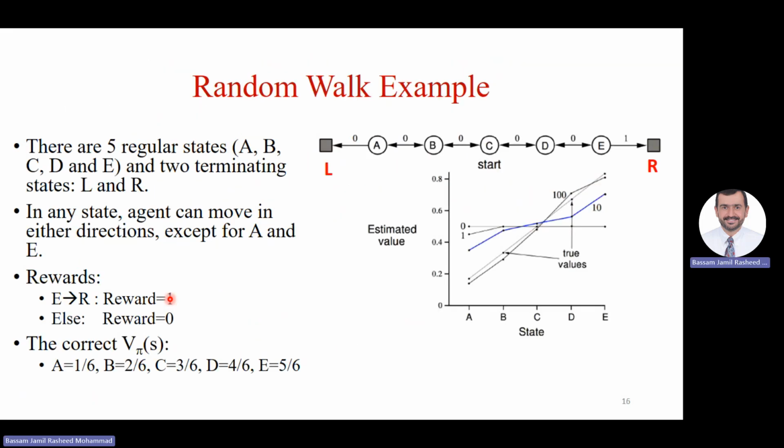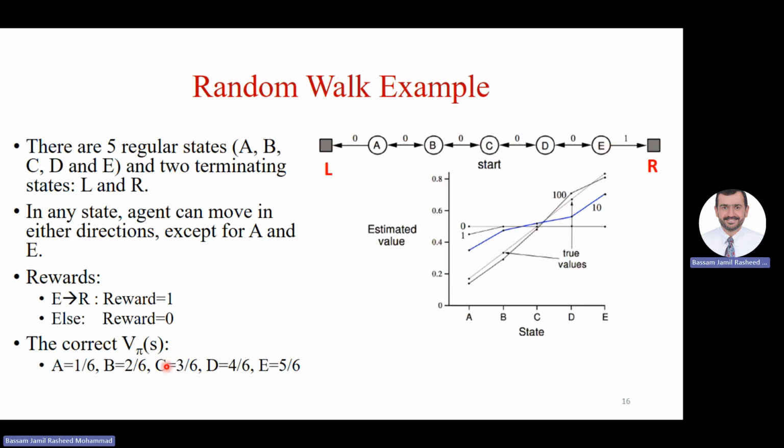All right. Now, let's take an example here, which is a random walk example. This is a very famous example. We have here states A, B, C, D, E, and two terminal states, left and right. And in any state, the agent can move in either direction. So if you are in B, you can go this way or this way, C this way or this way, D this way, except E, you can go to R, and A, you can go to L. And the rewards are 1, 0, 0, 0, 0, 0. So the only reward I have is when E goes to R. And the correct values, when we run our algorithms, we find that the correct state values are A 1 over 6, B 2 over 6, C 3 over 6, D 4 over 6, E 5 over 6.